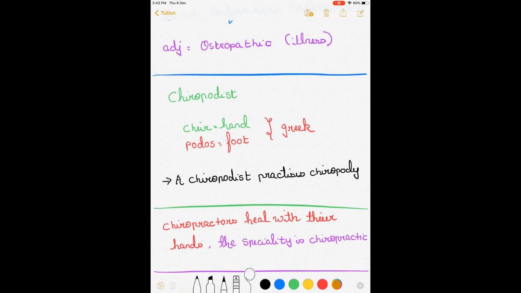Before the advent of labor-saving machinery, when laborers used to work in factories, they would develop calluses on their hands and feet, and this chiropodist would cure the machine-related problems, or whatever problems happened on their hands and feet. So that's the job of a chiropodist, and a chiropodist practices chiropody.